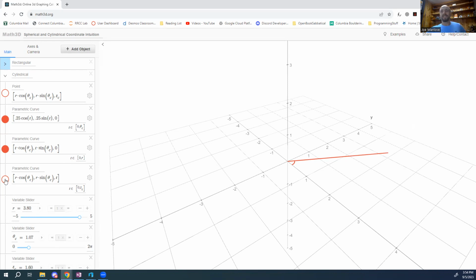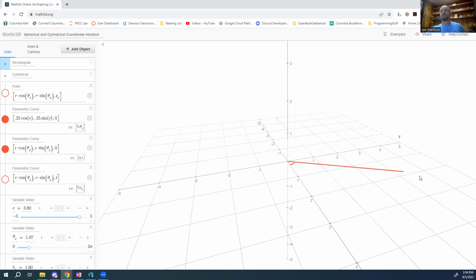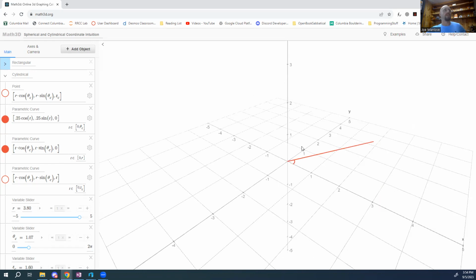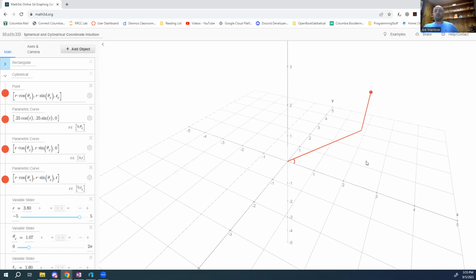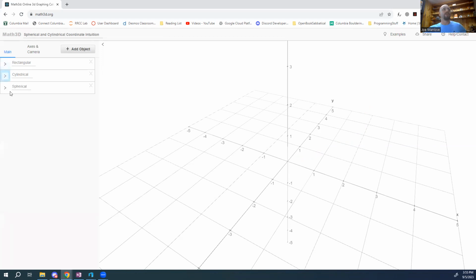Now that we've established a point in the XY plane, we're going to go up or down to our Z value. And that's going to give us our point here at the end. So cylindrical is really just polar, but with a lift, right? So polar plus. Okay, so I'm going to turn all that off. And now we're going to talk about spherical.